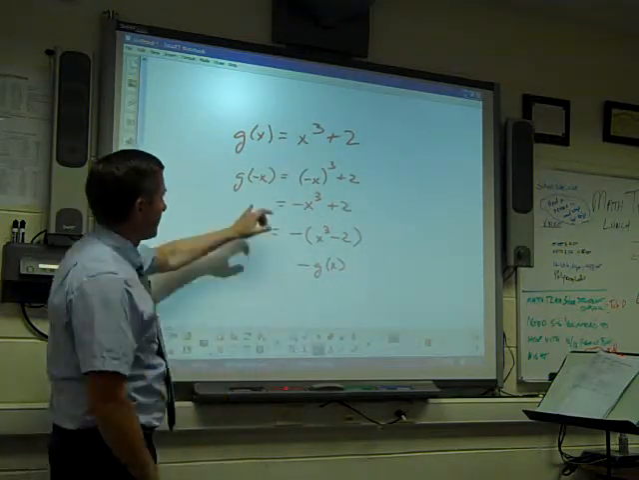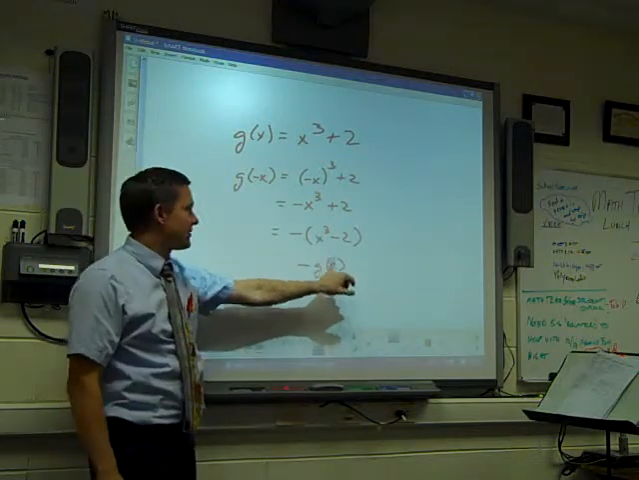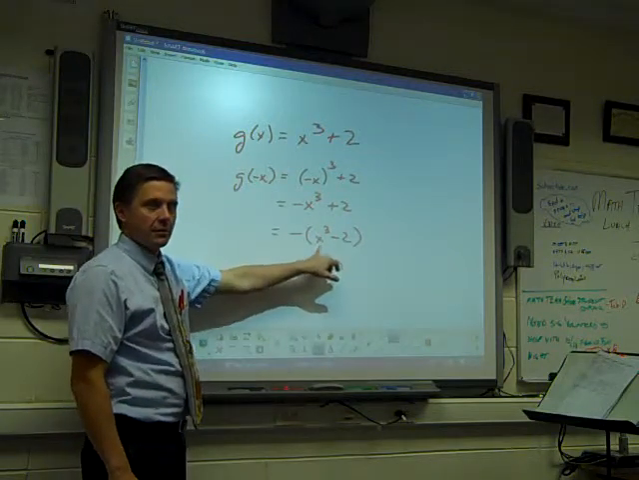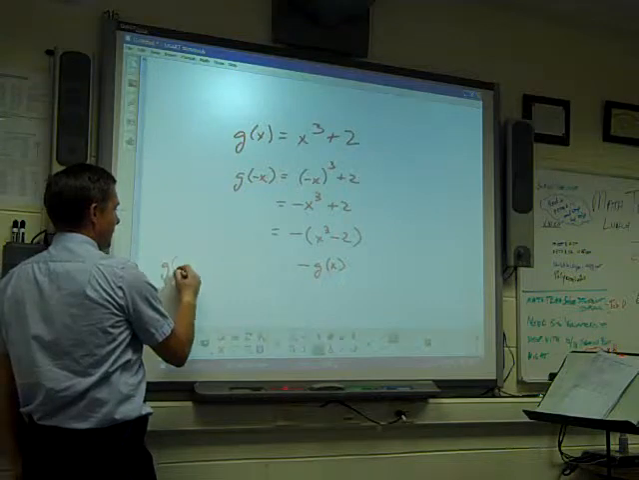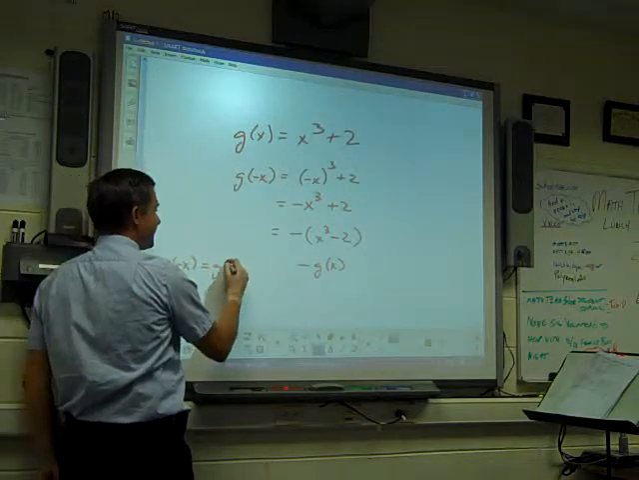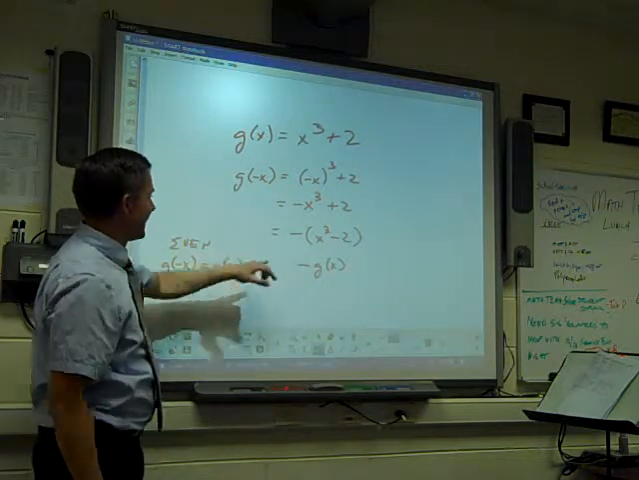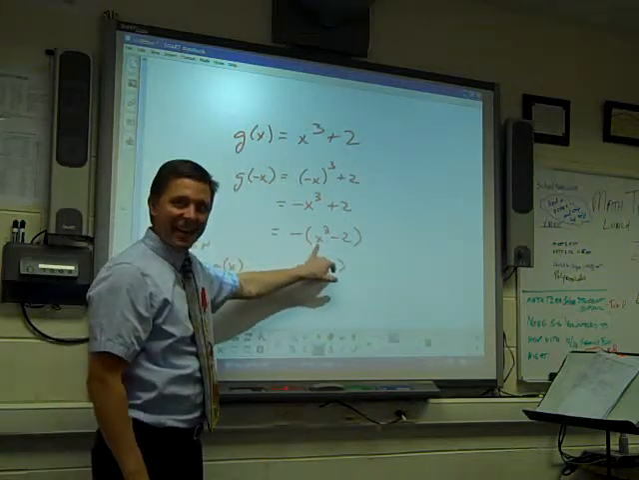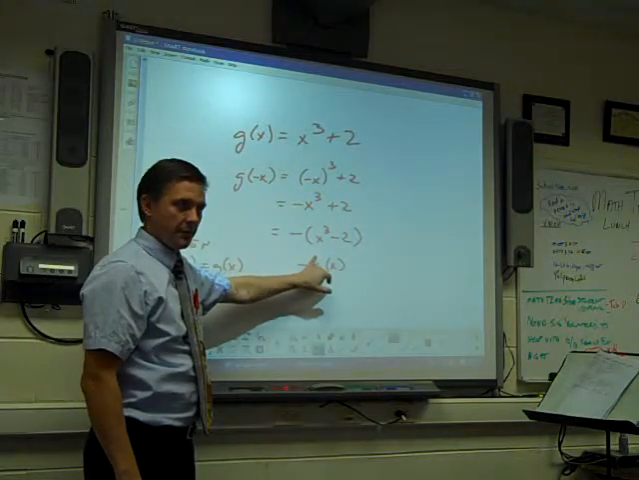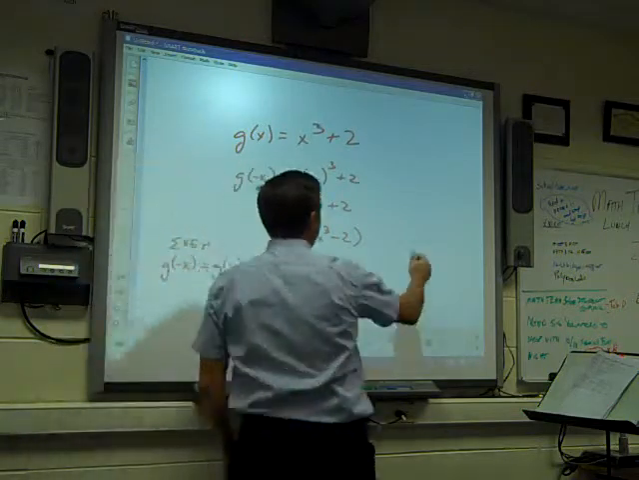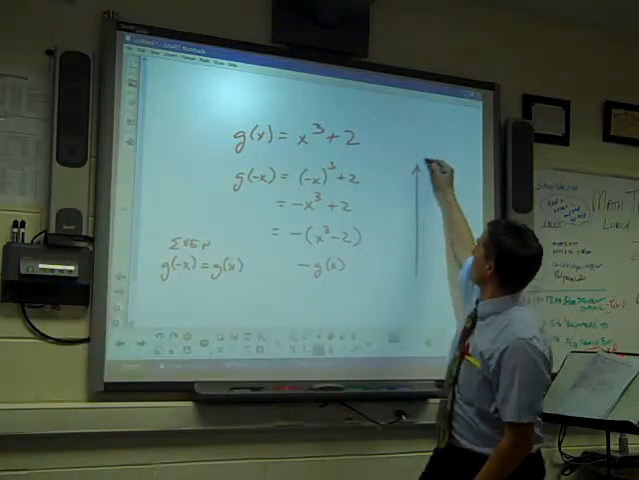Is it even? We plugged in negative x. Did we get positive g of x here? No. Because an even function is this, right? We agreed before we went on that this is an even function. No, you do not get the same thing. So this is not even, it's not odd. It's neither.